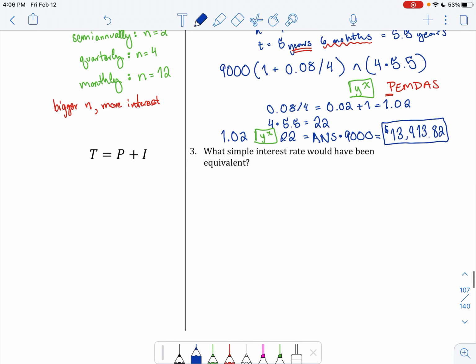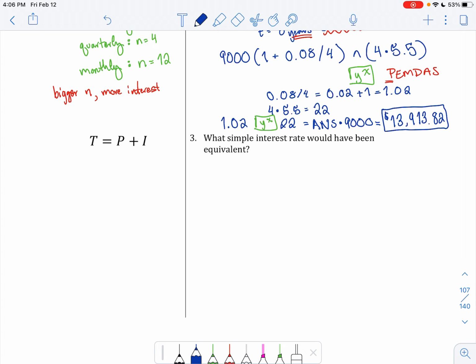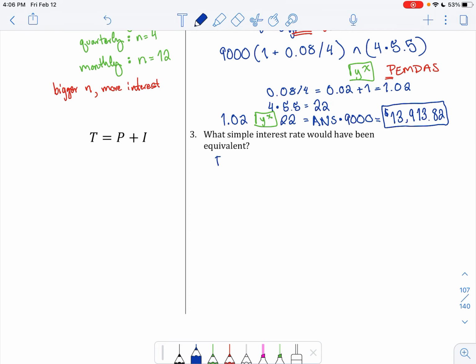All right, last question about interest. What simple interest rate would be equivalent? So what we know here is our total that we just found, and what we want to find is R in your simple interest formula. So we know that the total is equal to 13,913.82. We know that the principal is going to stay the same, 9,000, and our t is going to stay the same, which is 5.5 years.